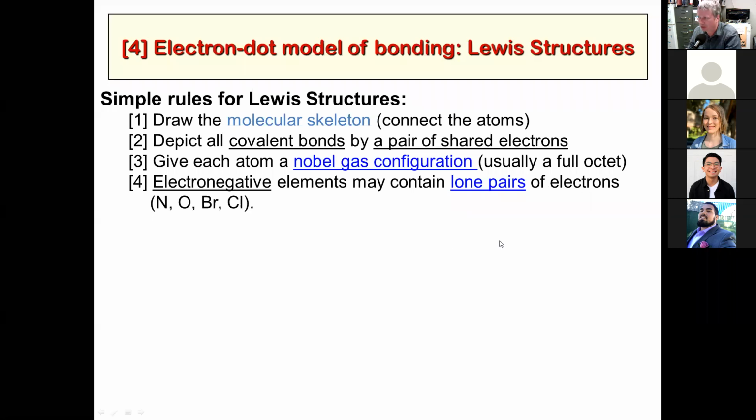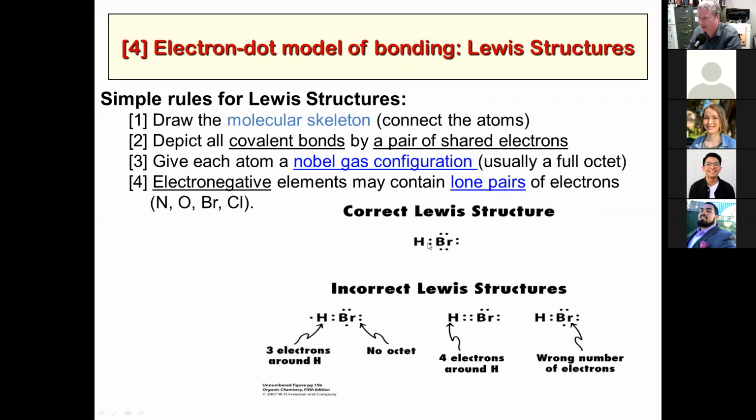Okay, so here's an example of a correct Lewis structure: hydrogen bromide, HBr. H has 2 electrons around it because it's a row 1 atom. Br has a full octet, so there's 8 electrons around it. Some incorrect ones: putting H with 3 electrons around it. That's not happy, and Br then would not have a full octet. The other thing is forming a double bond between H and Br. H doesn't like having 4 electrons around it. The other situation is showing the wrong number of electrons around bromine, so it does not have a full octet.